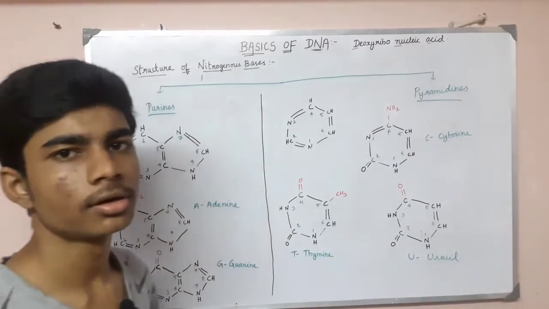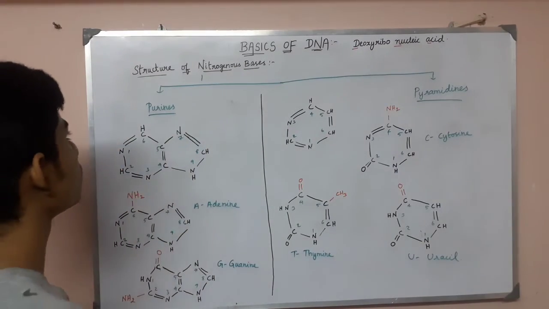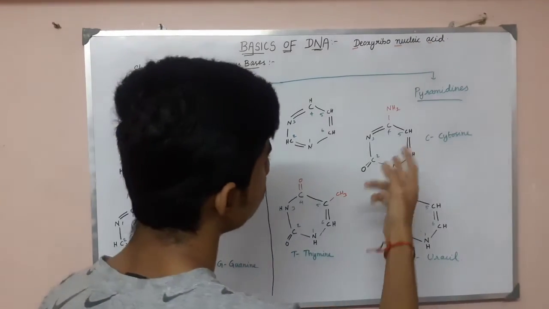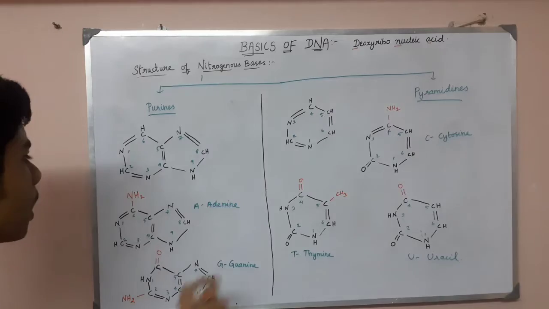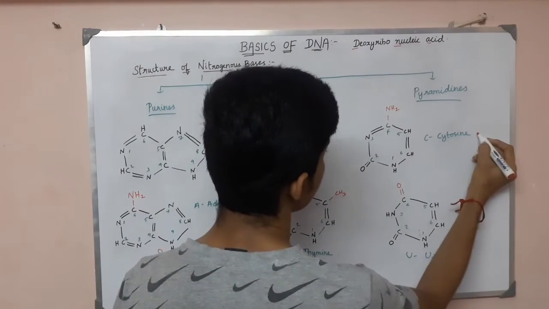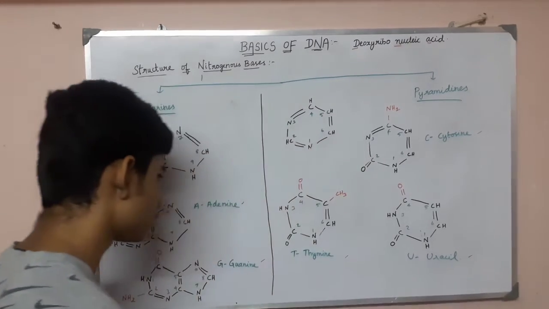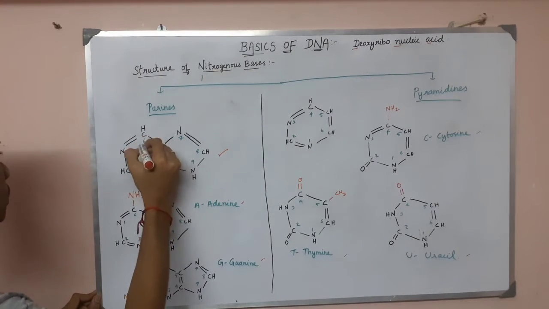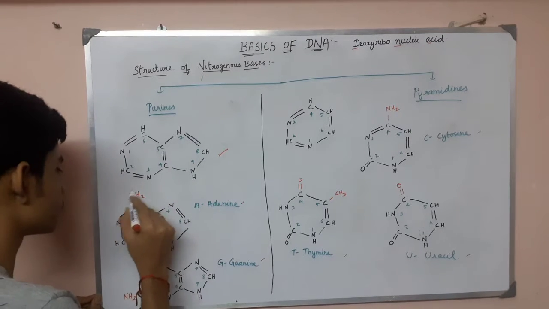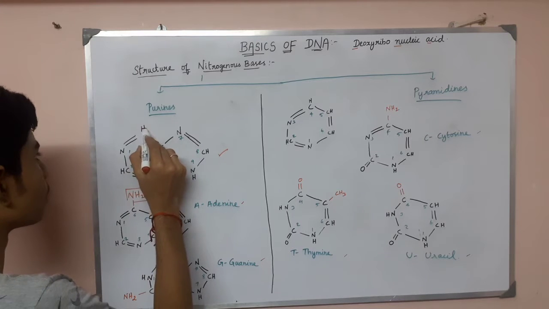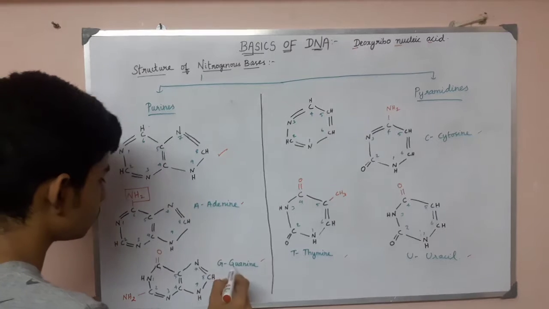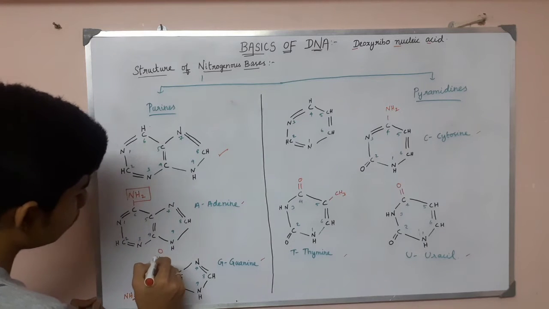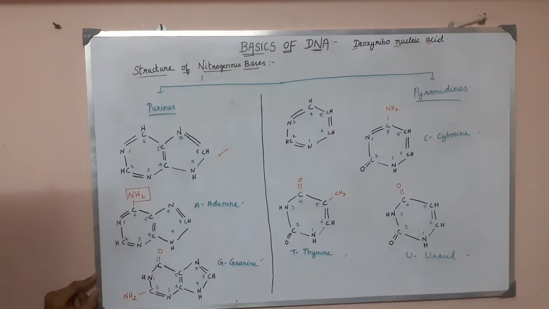Let's see the detailed structure of nitrogen bases. As we said, nitrogen bases are divided into two categories, purines and pyrimidines. Purines have a two-ring structure, and pyrimidines have a single-ring structure. Purines include adenine and guanine, and pyrimidines are divided into cytosine, thymine and uracil. This is the basic purine structure, in which adenine has, in the sixth position of this compound, NH2 placed in place of H, and in guanine, in the sixth position, in place of H, a double-bonded O is present and at the second carbon NH2 is present instead of H.